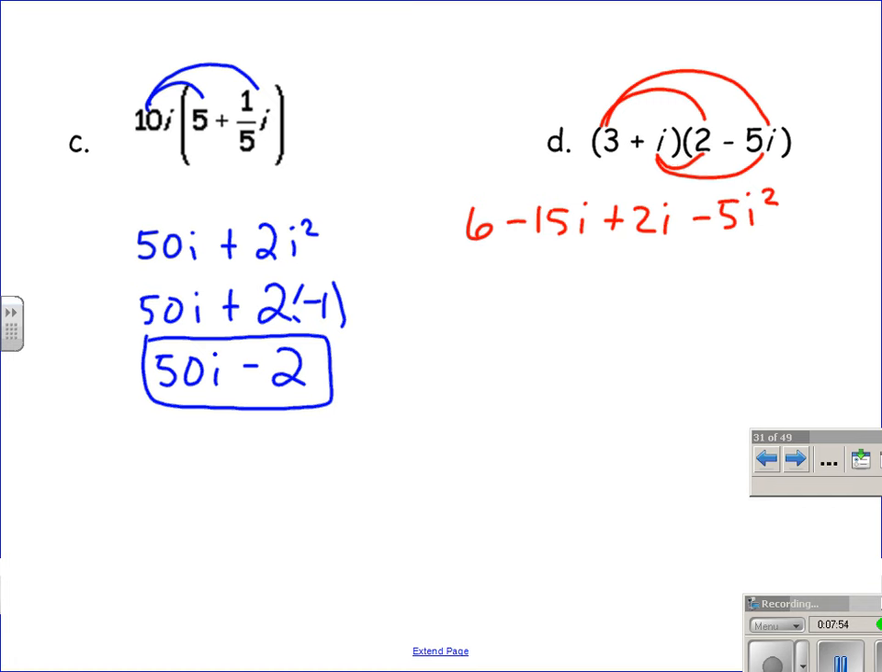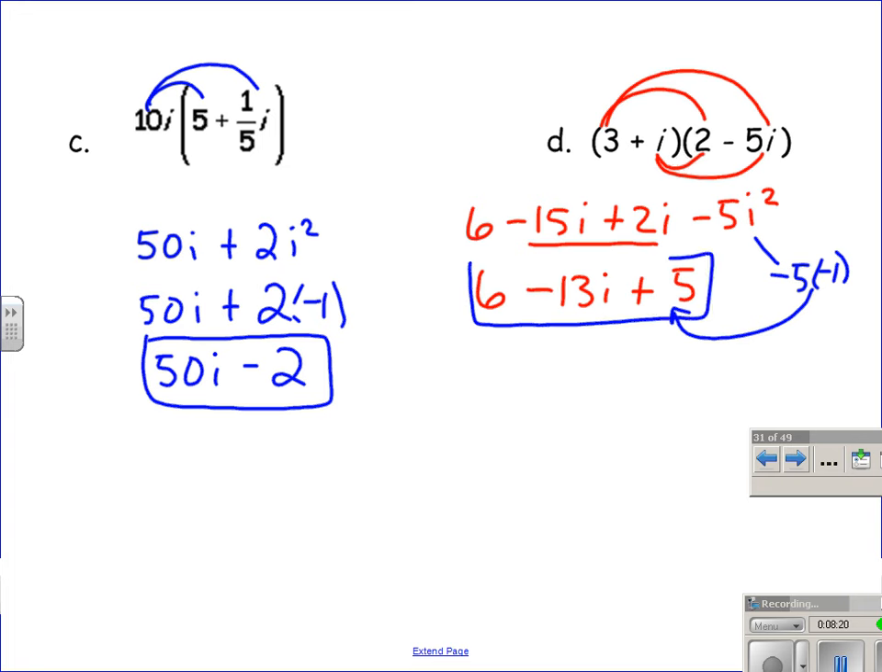Now here I'm going to simplify, combine like terms, and also change that i squared to -1. So combine these two, so that gives me 6 minus 13i, and then plus 5. And the way I got that plus 5 is I knew that this is -5 times -1, which gives me this. Now I have this, and I need to combine these two terms. And so that gives me 11 minus 13i. And this is simplified.